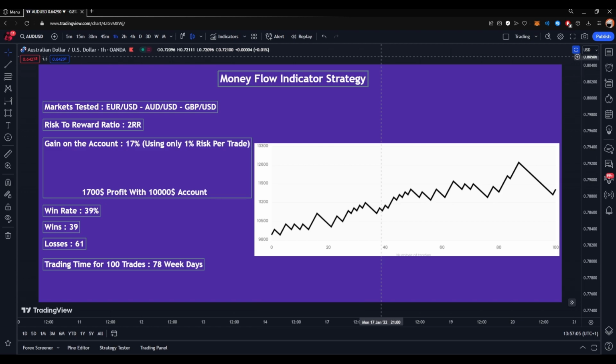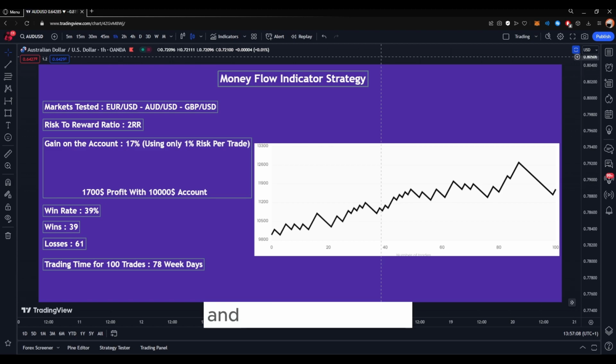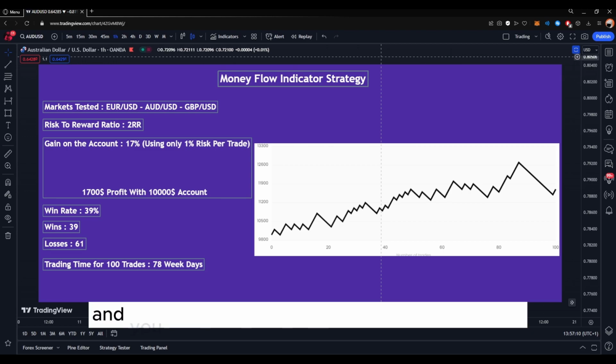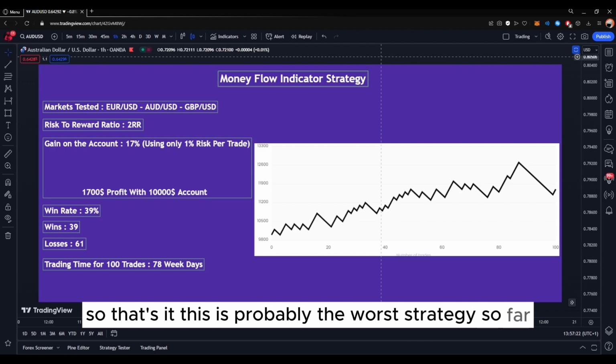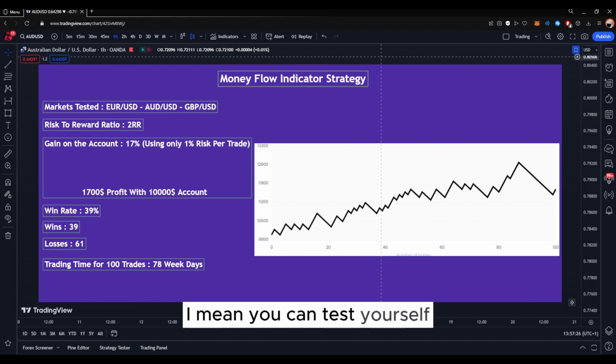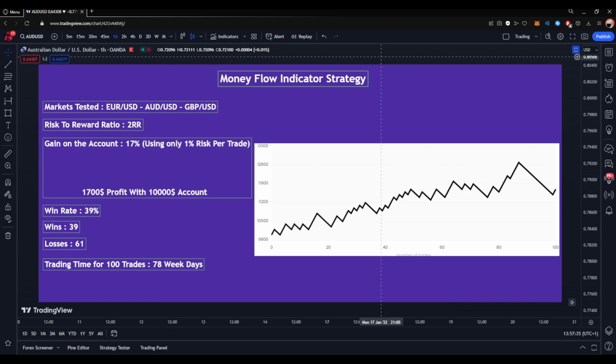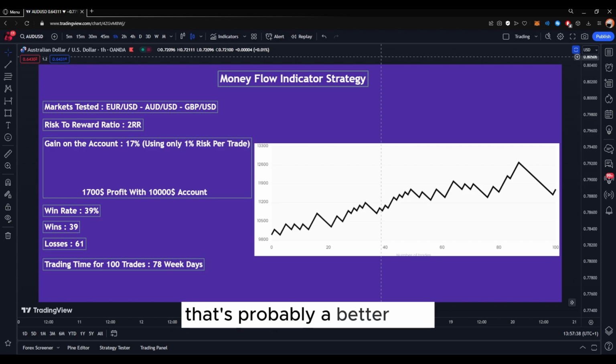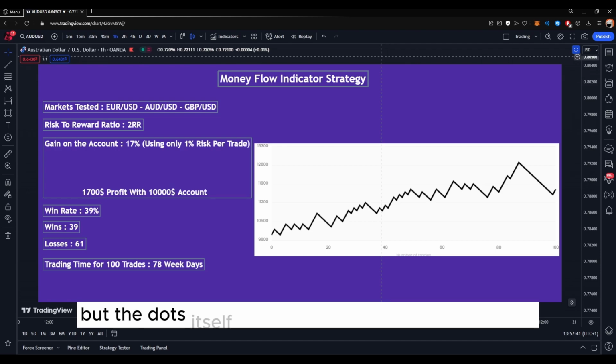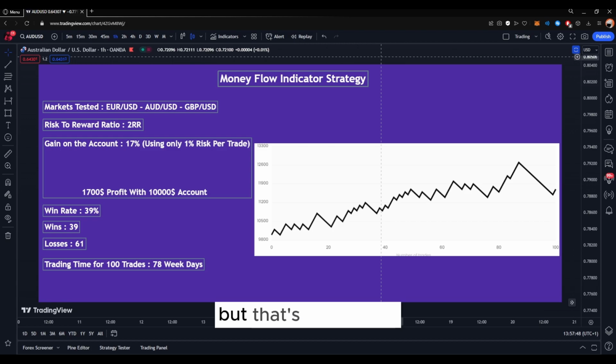You just say, oh, this indicator, let me see, and you go to my channel and you'll probably find the indicator you want to see. So that's it. This is probably the worst strategy so far. You can test it yourself other ways, like doing some divergence, or other time frames. That's probably a better idea. But the dots themselves, I do not recommend. I really do not. But that's basically it.